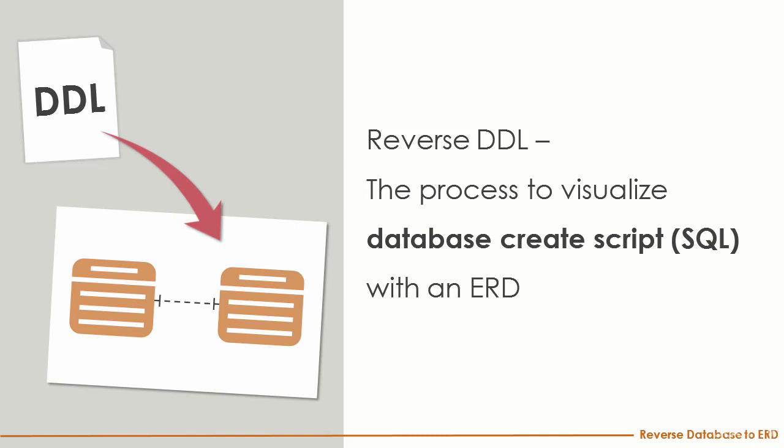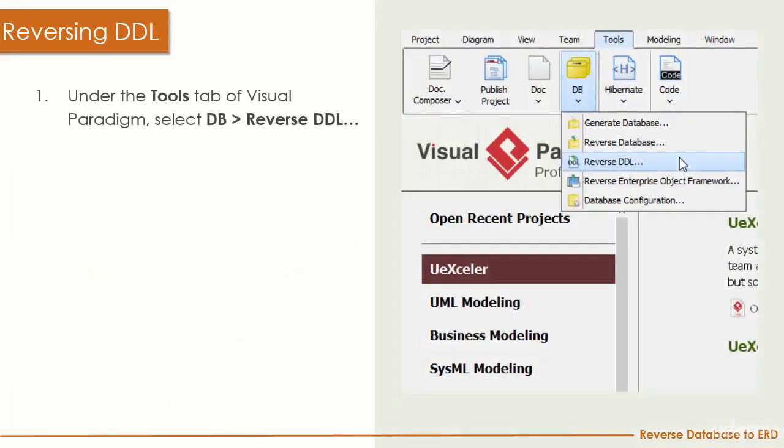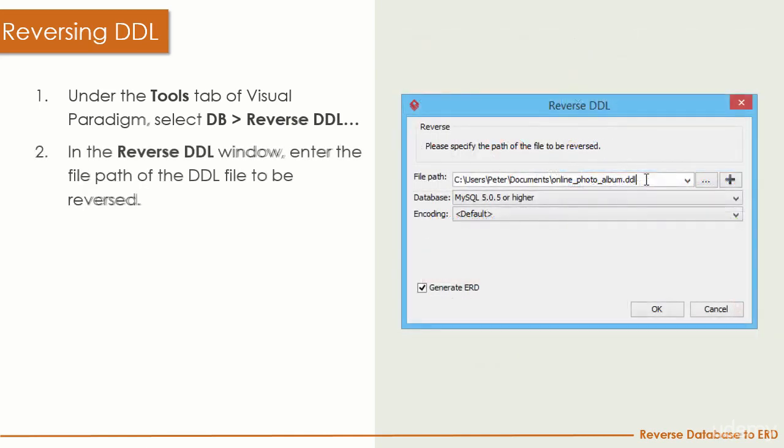I've just shown you how to reverse the database from the online database. Sometimes you may not have a direct connection to the working database. We can also reverse the data definition language, the DDL, which is a text file. Reversing the DDL is similar to reversing the database. You just go to Tools, DB. This time you choose Reverse DDL.